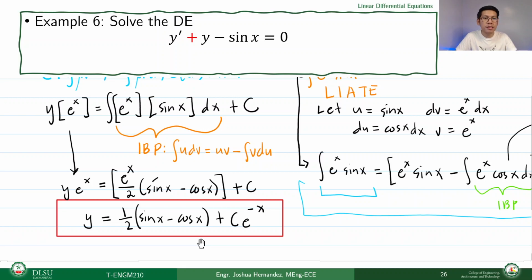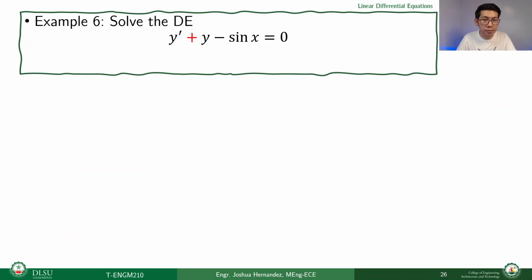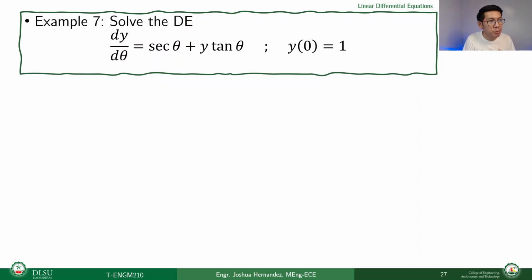All right. So, example number 7. We have example number 7, dy over d theta equals secant theta plus y tangent theta with the condition of y at 0 is equal to 1. So, let's try and solve this one.